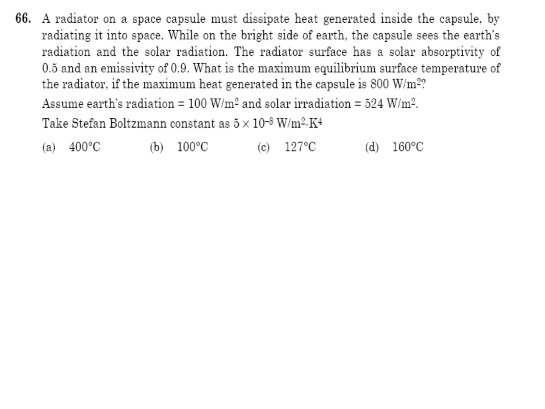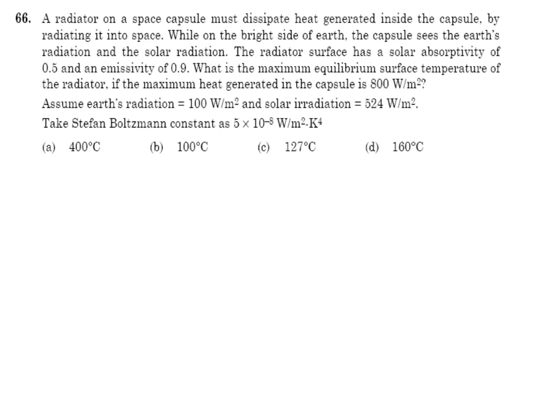Question is, a radiator on a space capsule must dissipate heat generated inside the capsule by radiating it into space, while on the bright side of Earth the capsule sees the Earth's radiation and the solar radiation. The radiator surface has a solar absorptivity of 0.5 and an emissivity of 0.9.